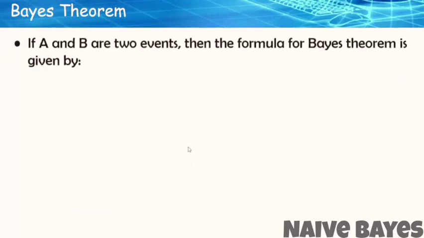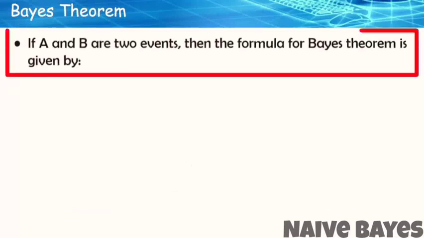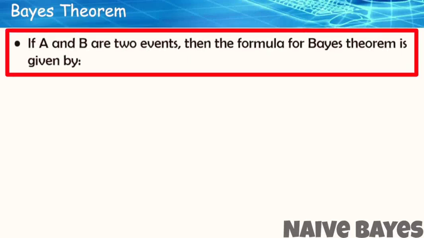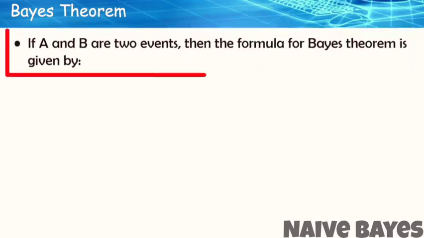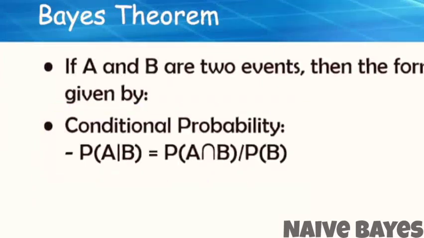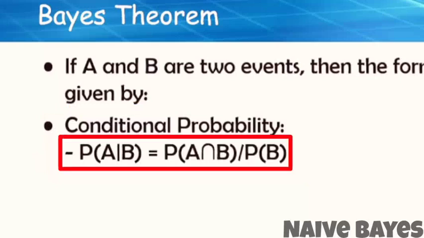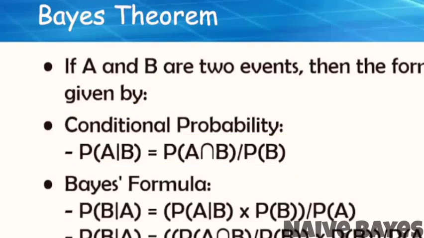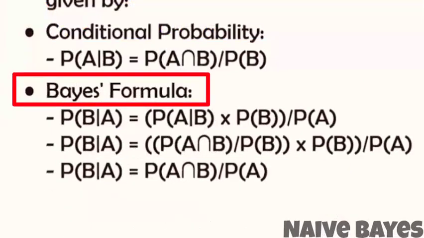Basically I'm telling this Bayes theorem. So what exactly is this Bayes theorem? We'll see with an example. If A and B are two events, then the formula for the Bayes theorem is given by conditional probability. We'll just recall the conditional probability. That is probability of A by B is equal to probability of A intersection B divided by probability of B. So the Bayes formula is this one.